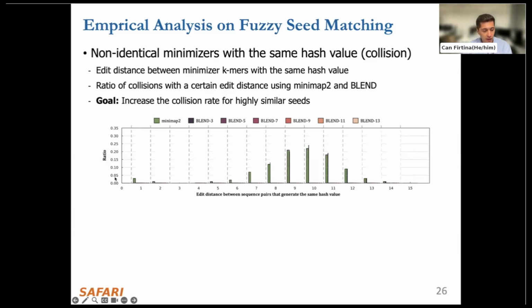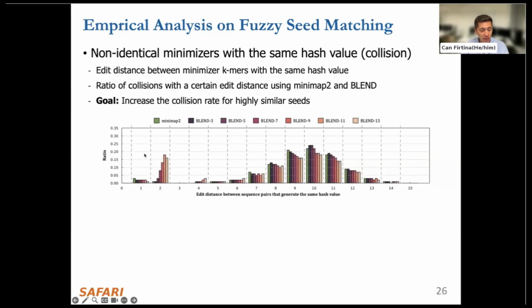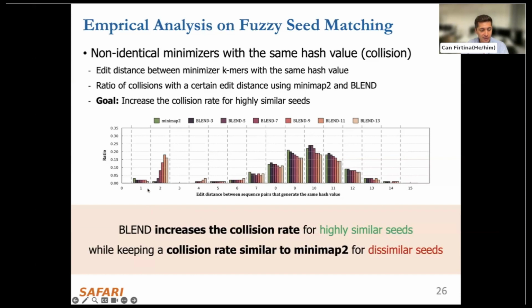The green bars show the collision rates for Minimap2. What we see here is a nice Gaussian distribution. There is a high collision rate for slightly dissimilar seeds using Minimap2, which essentially uses a low collision hash function. And these are the results for Blend. What we observe is that Blend selectively increases the collision rate for highly similar seeds, which, for example, here have an edit distance of 2, while keeping the collision rate similar to Minimap2 for dissimilar seeds.